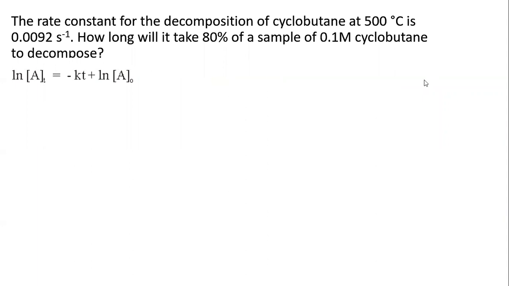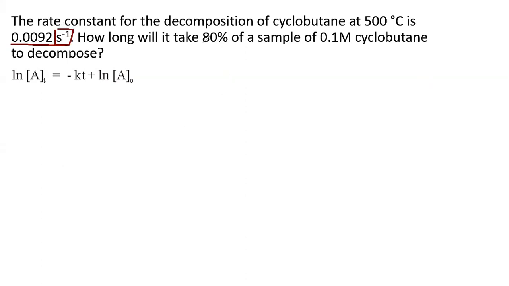Here we have the decomposition of cyclobutane at 500 degrees Celsius with a rate constant of 0.0092 second inverse. How long will it take 80% of a 0.1 molar sample of cyclobutane to decompose? Here it doesn't give us the order of reaction, but if it didn't give us the equation, from the rate constant we can determine the order. Since the rate constant is in second inverse, this means it's a first order reaction.